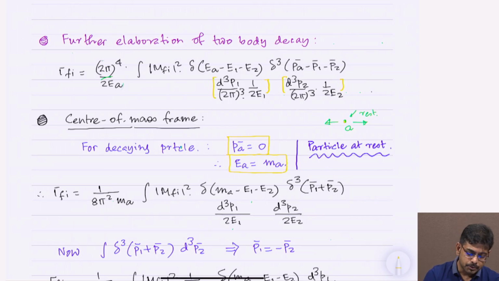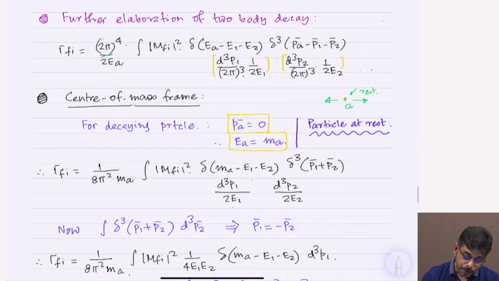So, therefore, I am using that relation: (2π)^4 / 2Ea times the integral of |M_a→φ|² times δ(Ea − E1 − E2) times δ³(Pa − P1 − P2), and these are the Lorentz invariant phase space parts, which is like d³P1/(2π)³ times 1/2E1, times d³P2/(2π)³ times 1/2E2.